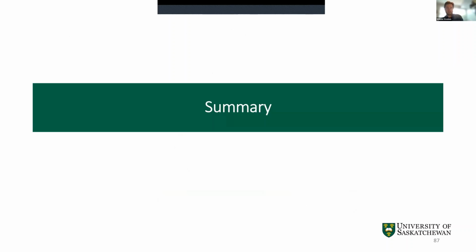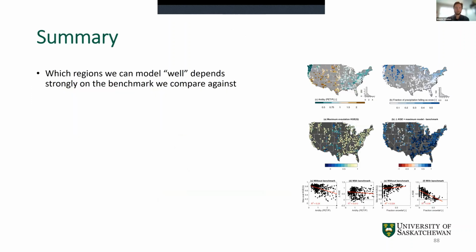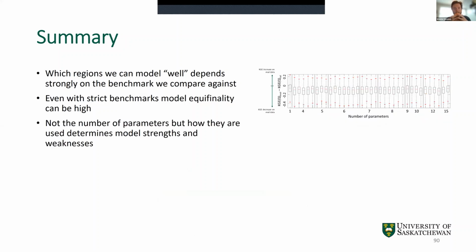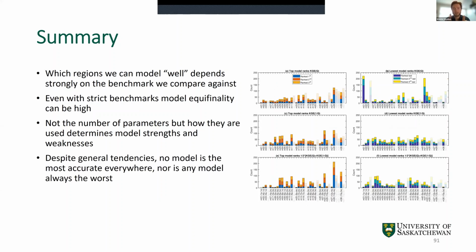And that brings me to the summary of what we discussed here. So, what we've seen is that which regions we can model well really depends on the benchmark that we compare against. Even if we use a strict benchmark, such as the seasonal cycle, model equifinality can still be very high. And it is not the number of model parameters, but how they are used that determines model strengths and weaknesses. But despite general tendencies, no model is the best everywhere, and nor is any model always the worst.